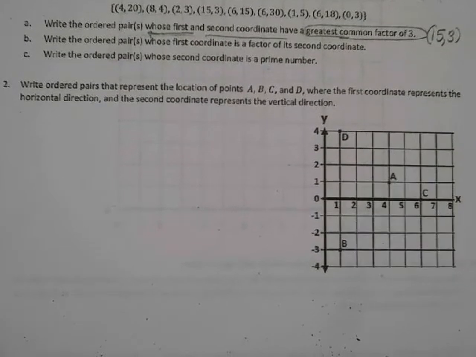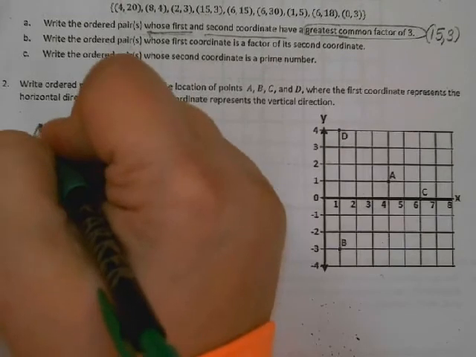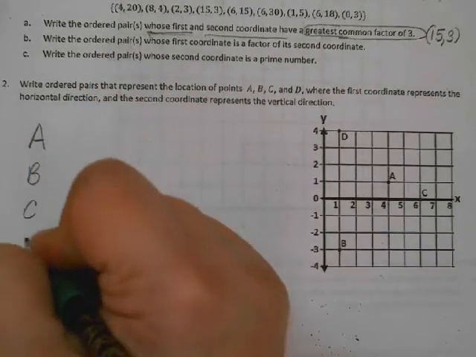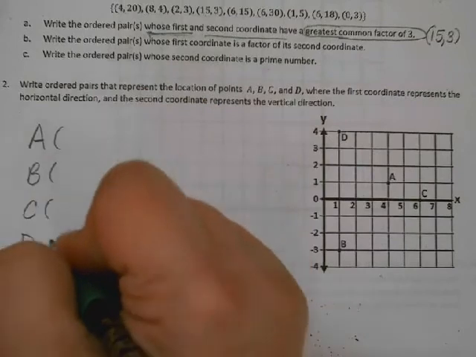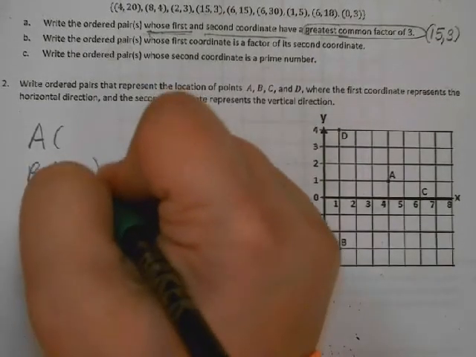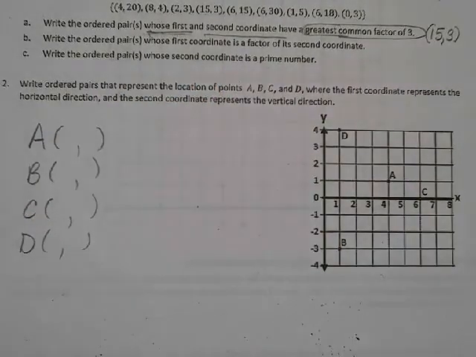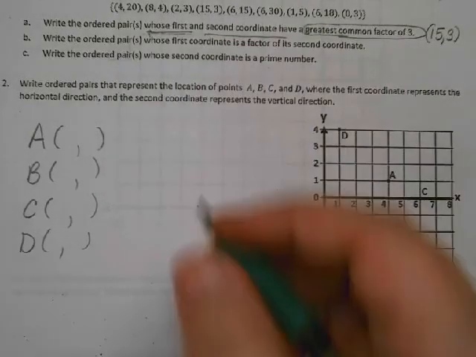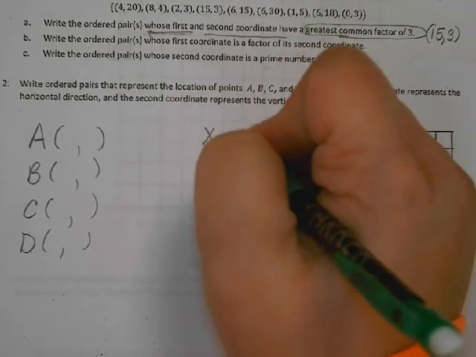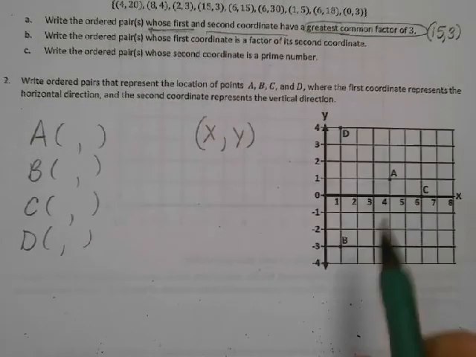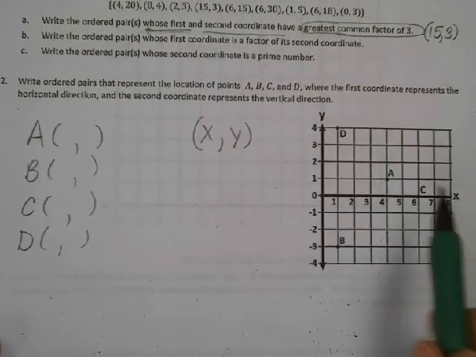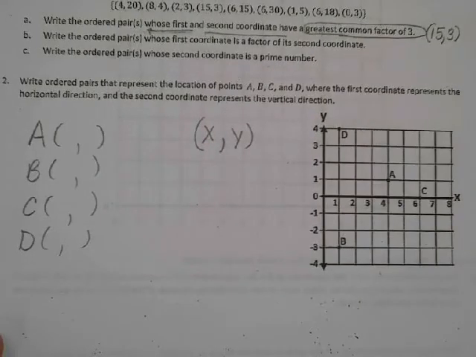For question 2, it says write ordered pairs that represent the location of points A, B, C, and D. So A, B, C, D, and you're going to write those as ordered pairs. So you're going to give me all of those points. Remember that you label them as X, Y numbers. So make sure that you're using your horizontal number before you're using your vertical number.